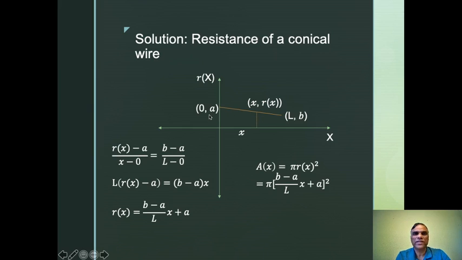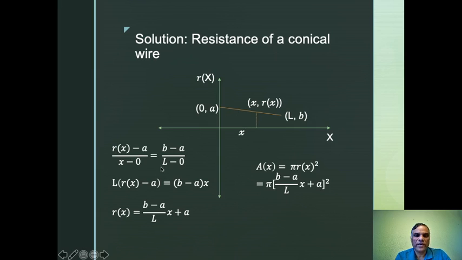Any 2 points you take the slope, it should be the same. That would be the slope of the straight line, because the property of a straight line is its slope is constant, right? So let's do this. Let's take this point and find what the slope is. The slope is, of course, y2 minus y1 over x2 minus x1. So R(x) minus a over x minus 0. And similarly, b minus a over L minus 0 if you take these 2 points. The two should be equal.